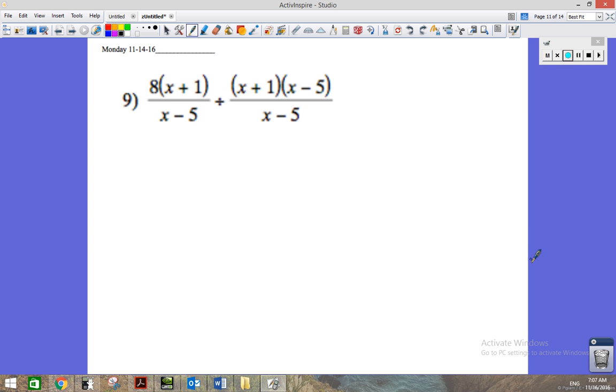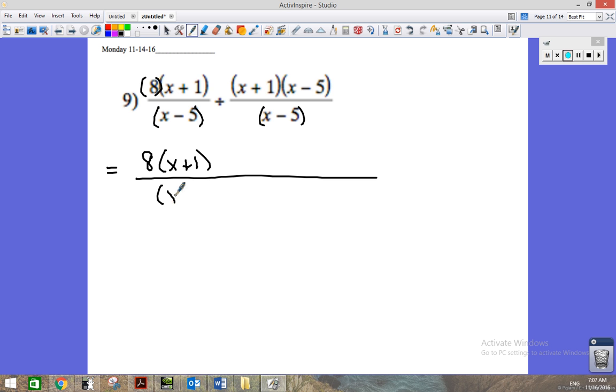Now this one is a little bit longer. Alright. So I'm going to put parentheses around these binomials and around this 8. And I'm going to rewrite this division as multiplication. So the first fraction, be careful, don't flip it. It stays the same. And I have this x minus 5. Now this x minus 5 moves up to the numerator. And this numerator is now in the denominator.